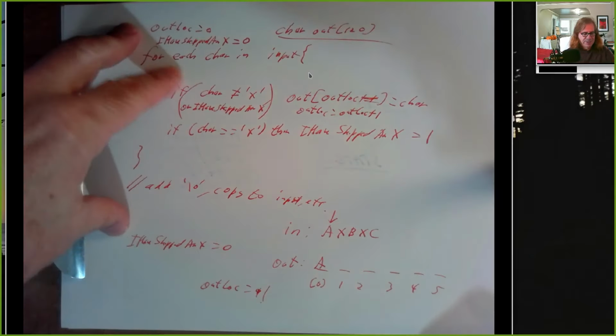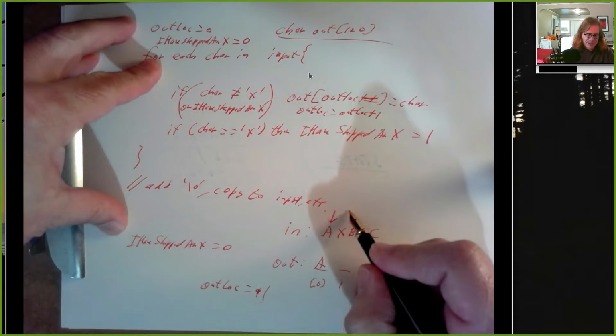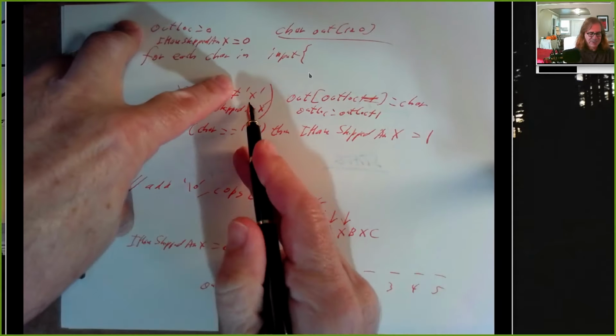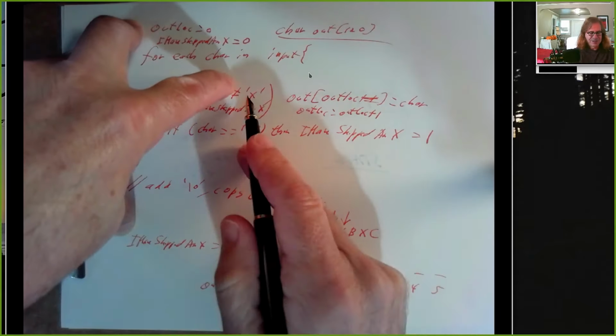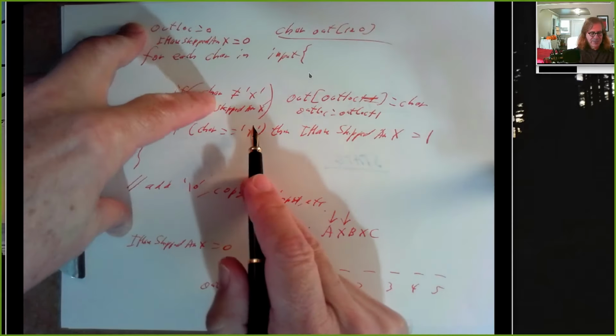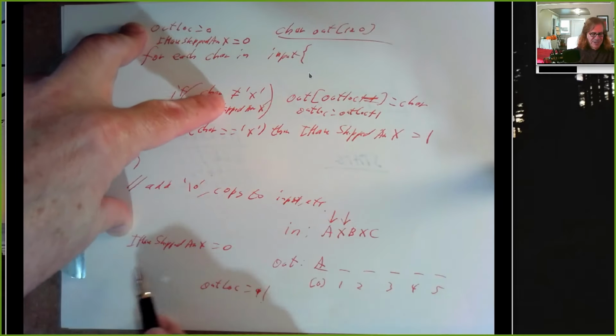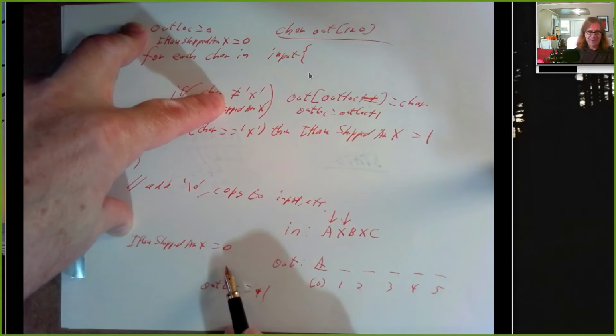Alright, now I'm going to go to the next character, which is an X. I'm going to say if character is not equal to X, well that fails because the character is X. Or I have skipped an X. Well, I have skipped an X is equal to 0. That fails also.